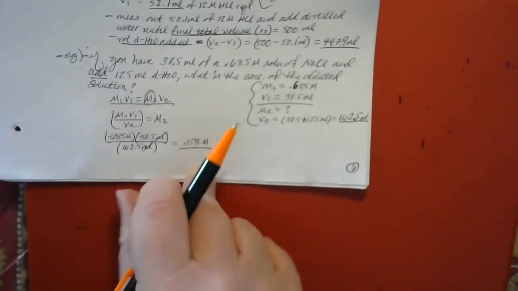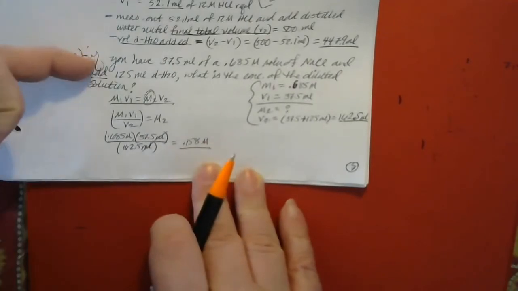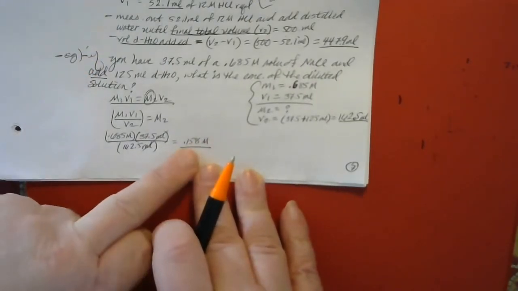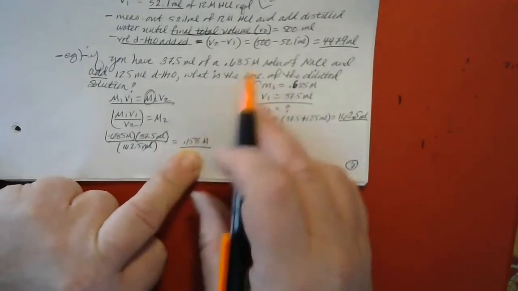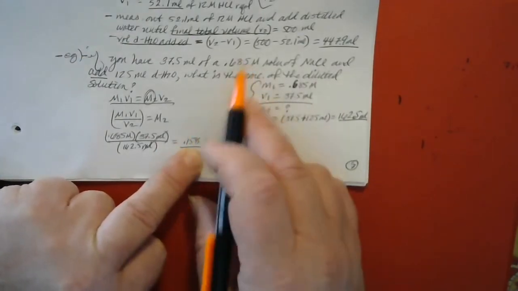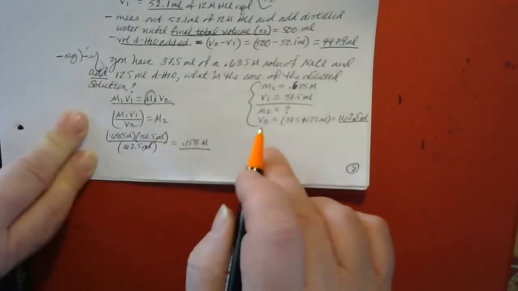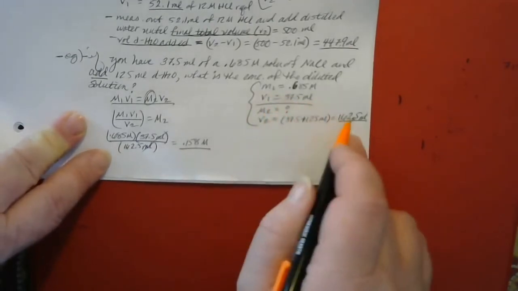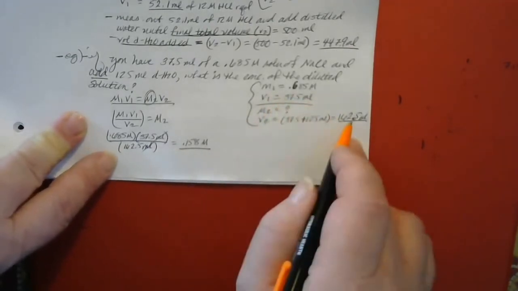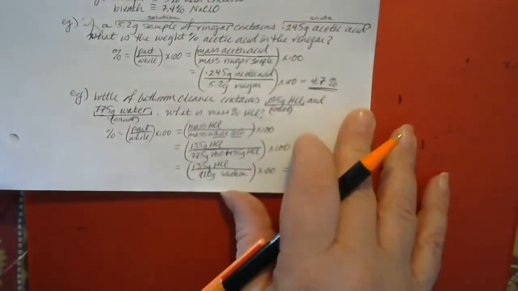You can also check to make sure that the answer at least goes in the right direction, because this is a dilution here. The new molarity should be smaller than the old molarity, and it is, because that's what dilution does. It decreases the concentration. Also, the new volume should be bigger than the original volume, because that's what dilution does. It increases the volume, and it is. So that's good. Looks like it worked out.